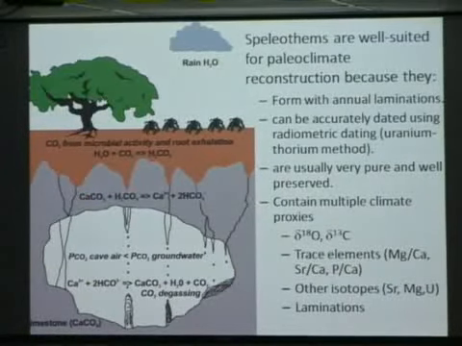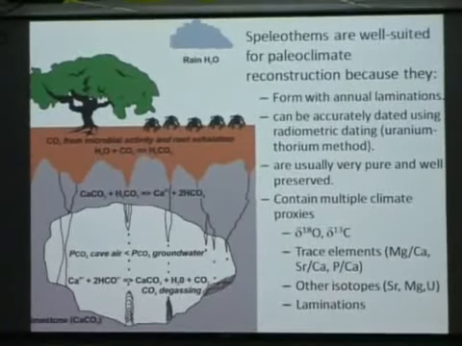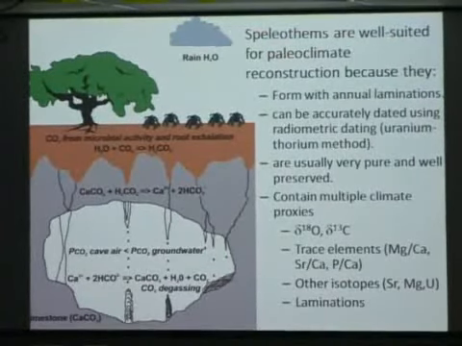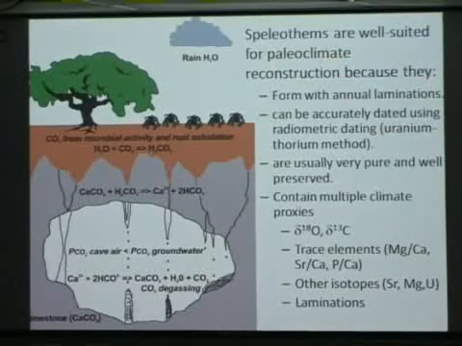So one other archive that can be useful for reconstructing the monsoon history, as it turns out, are these cave deposits, or speleothems, in addition to a number of other proxy records, which we might look at to learn about the monsoon. But I'm going to focus on speleothems today.